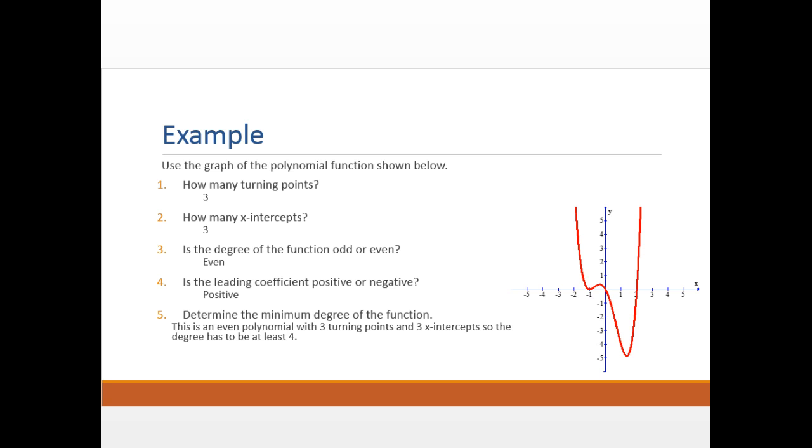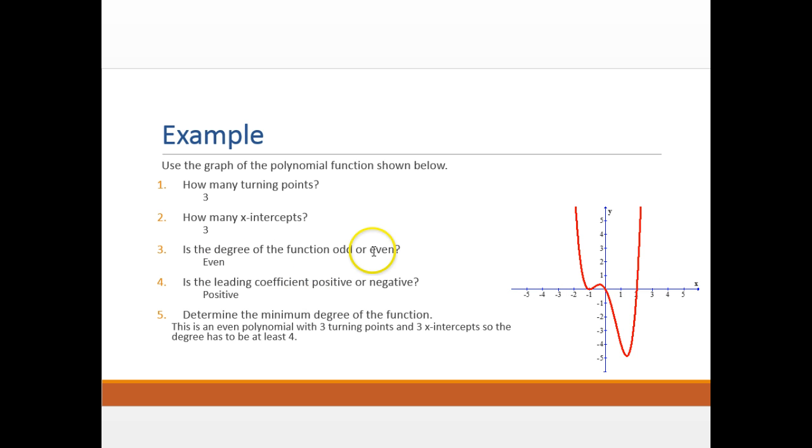So let's look at these graphs and see what we can apply. Here is a function. How many turning points do we have? Well, we have 2 valleys and 1 peak, so there's 3 turning points. There are 1, 2, 3 x-intercepts.